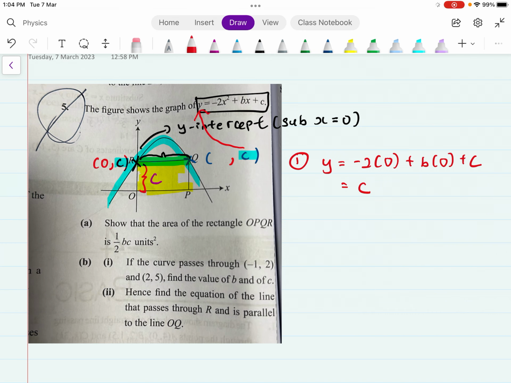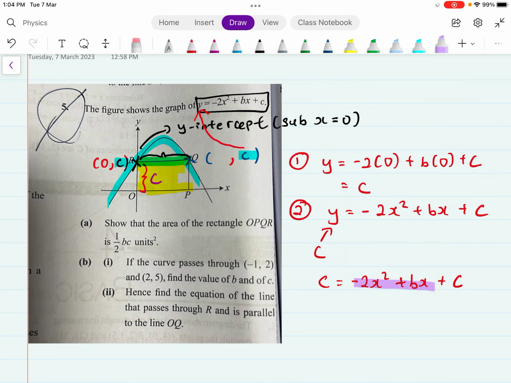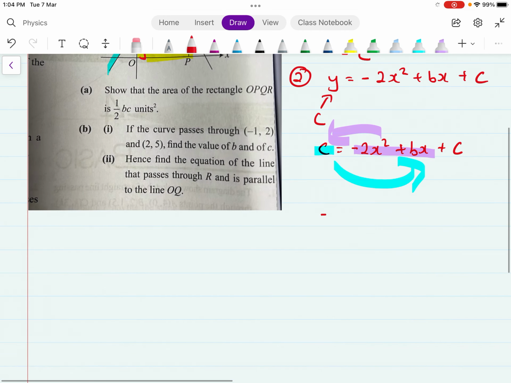Alright? Okay, so let's go to step number 2. y equal to negative 2x squared plus bx plus c. So you simply just sub c into here to find the x coordinate of q. So c equal to negative 2x squared plus bx plus c. Then you move everything here to the left hand side, then you move this to the right hand side. So what you get is, positive, because you move to the left hand side, 2x squared minus bx equal to 0.